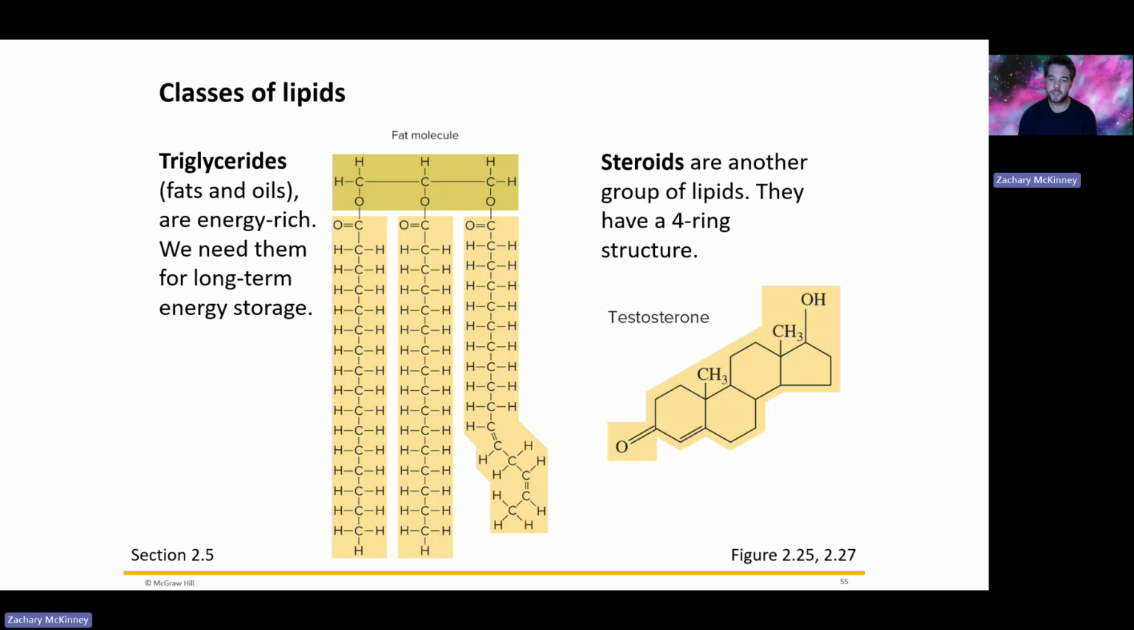Steroids, another group of lipids, are made from cholesterol. Our body can take cholesterol, modify it, and turn it into testosterone, estrogen, our androgens, lots of different things.